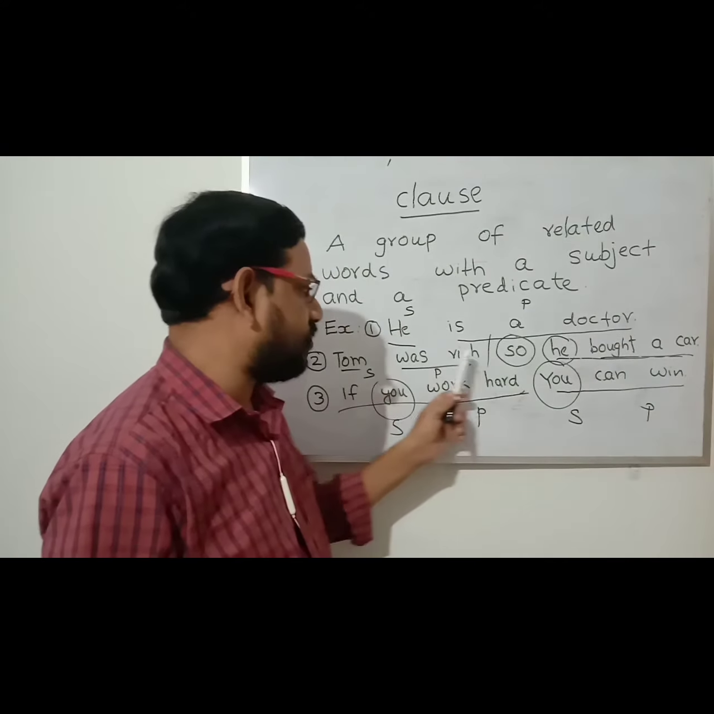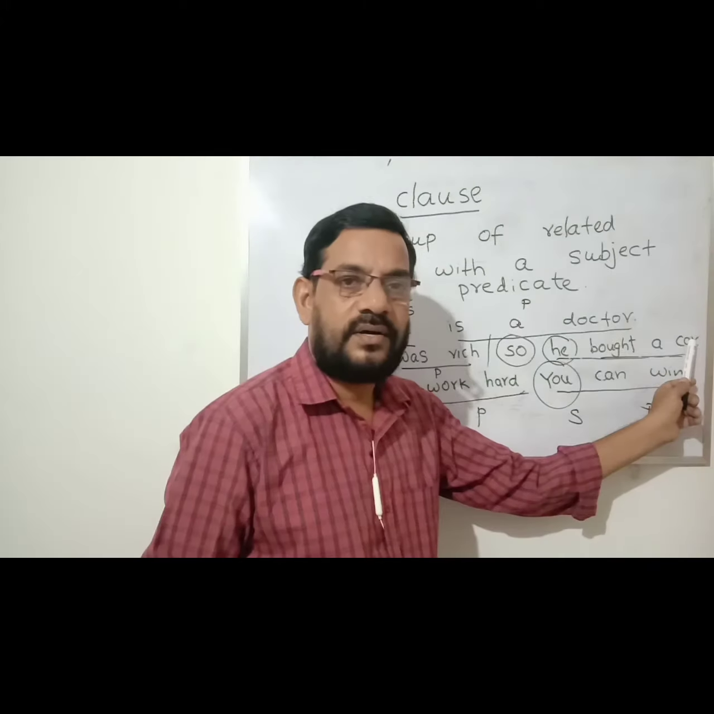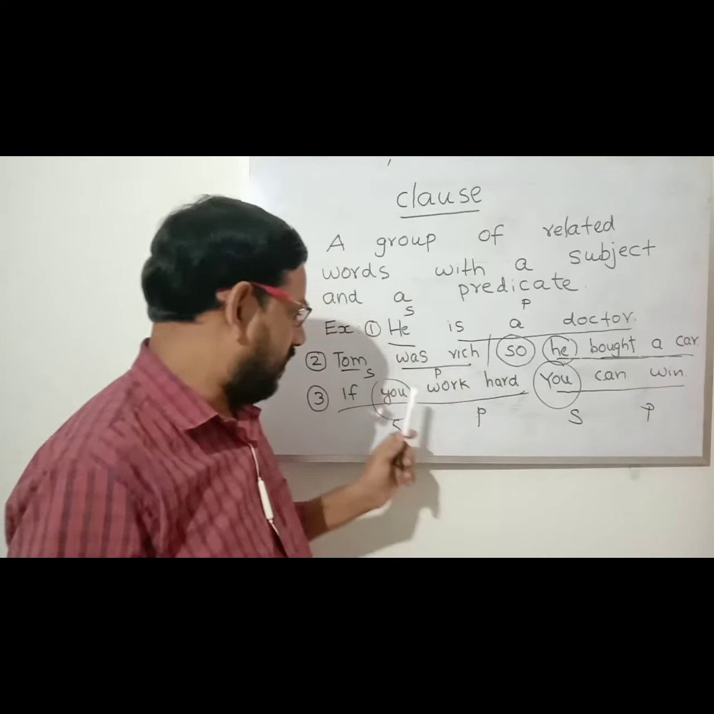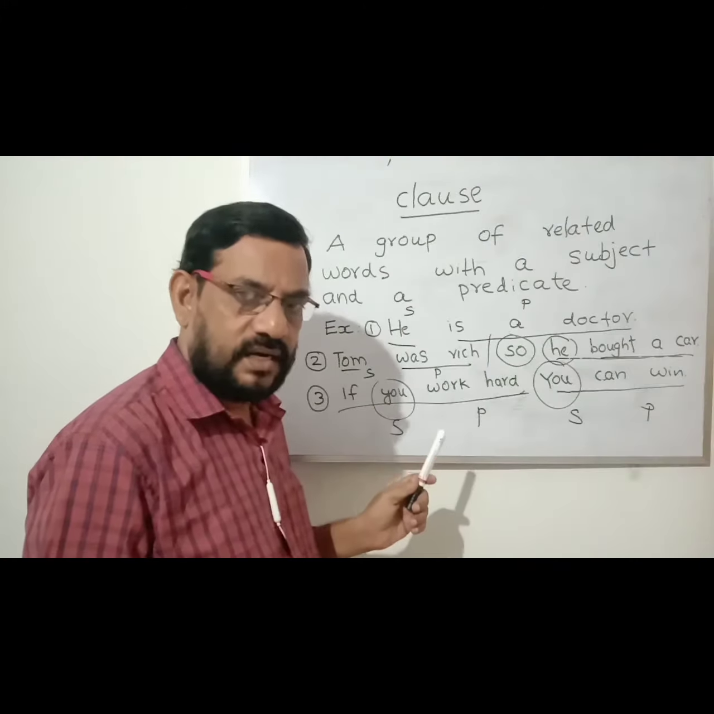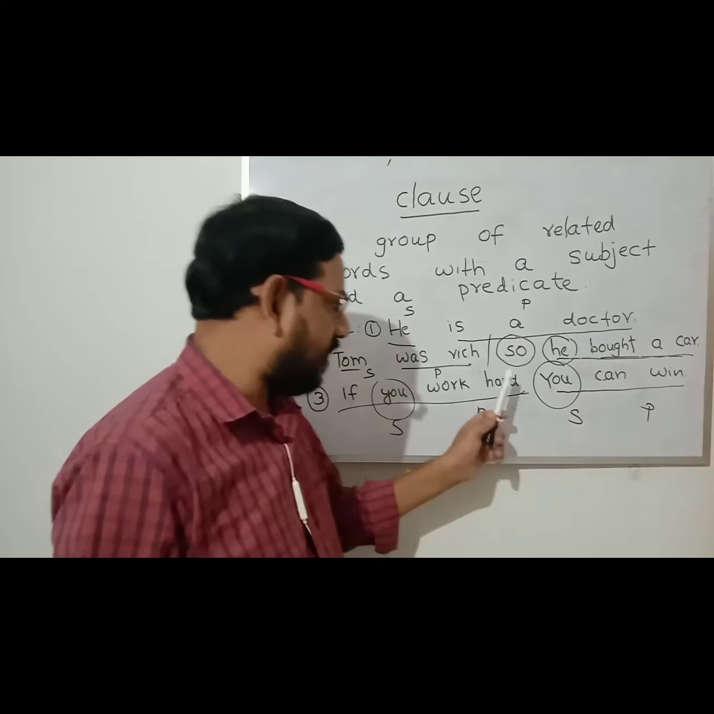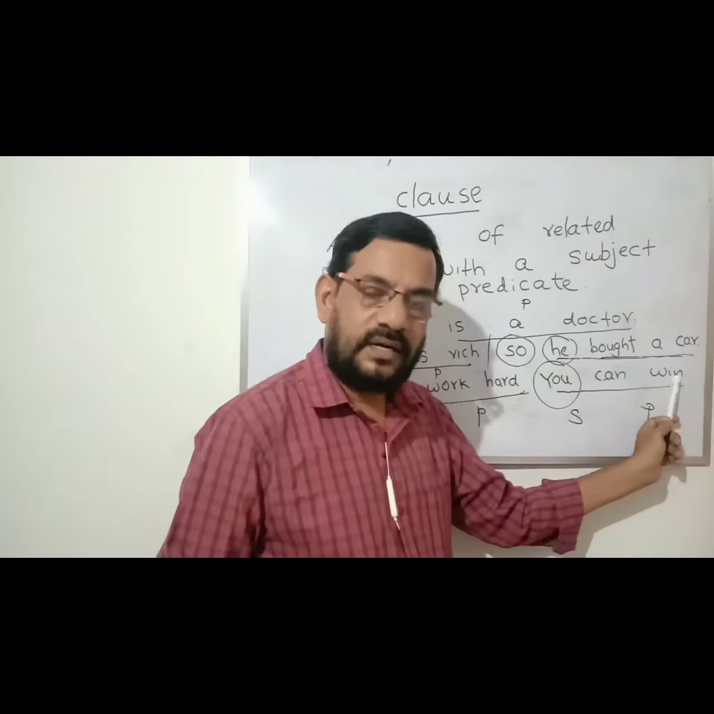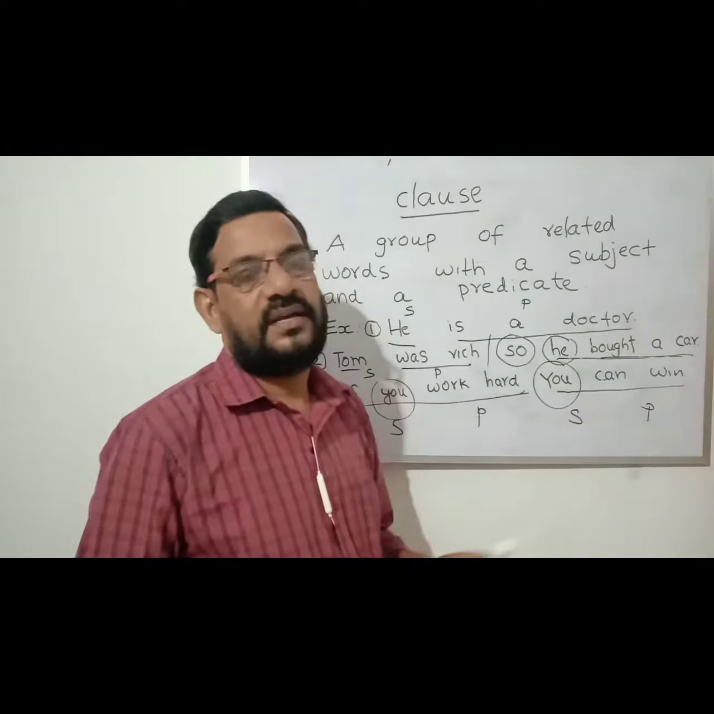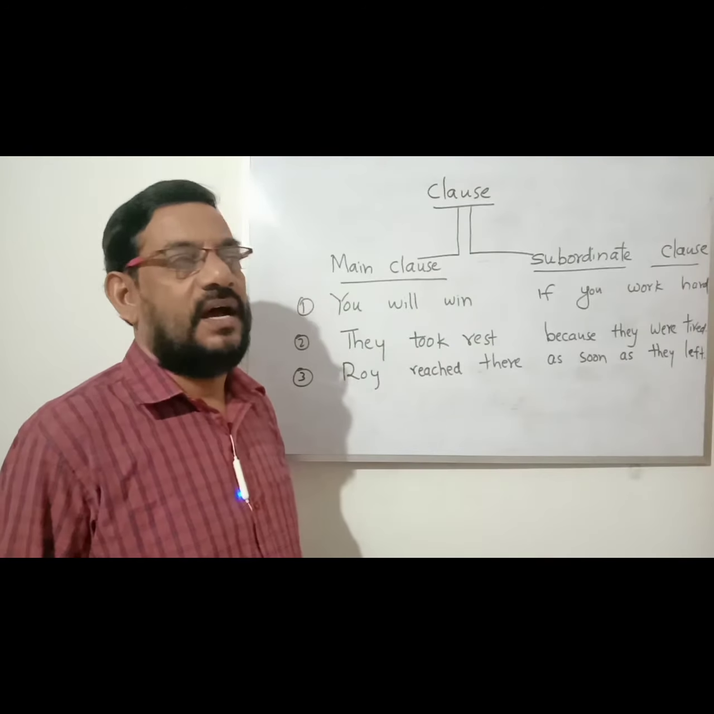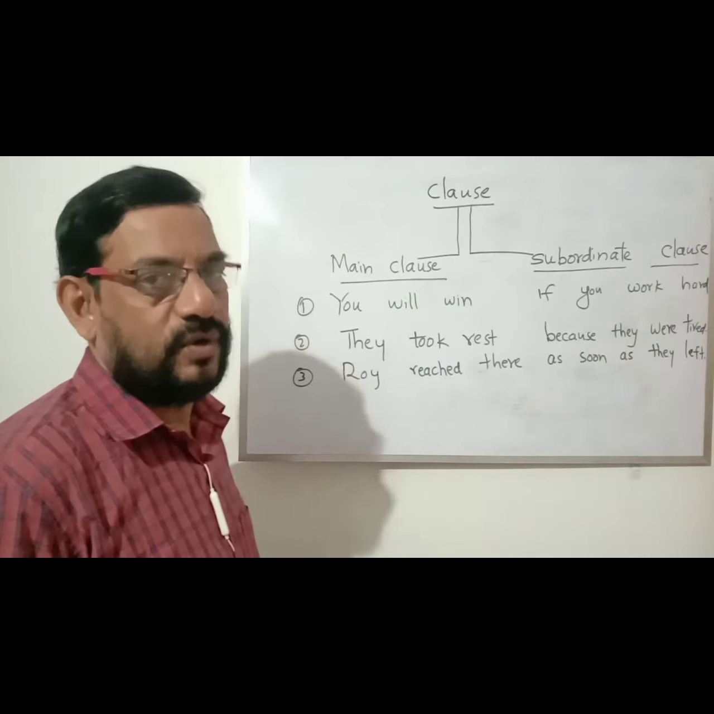They are "Tom was rich" and "he bought a car," the two clauses. And when you move into the third example, "if you work hard," the first clause in that sentence, and "you can win," that is the second clause. So there are two clauses in this sentence.